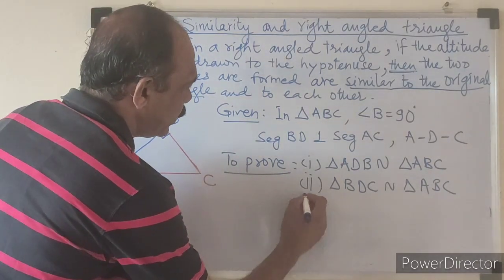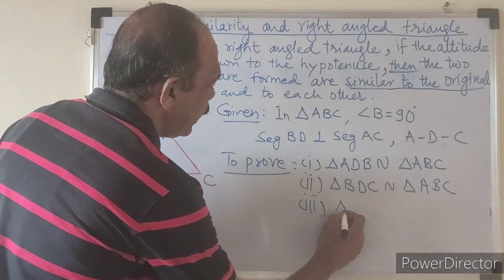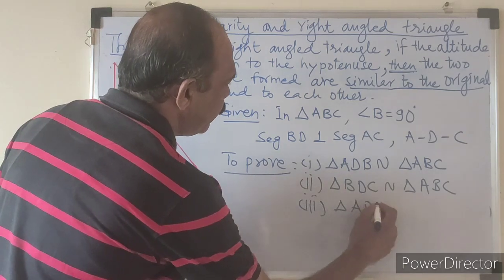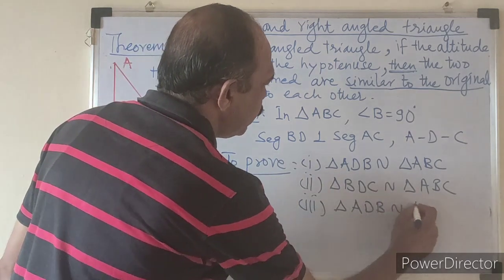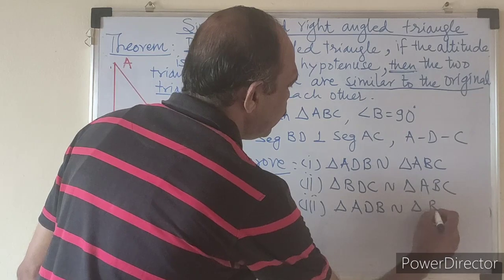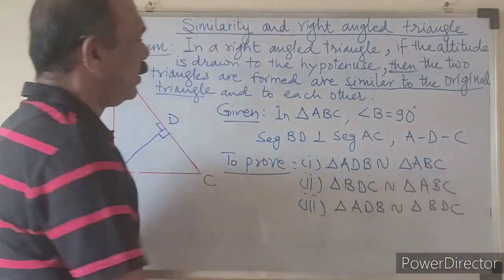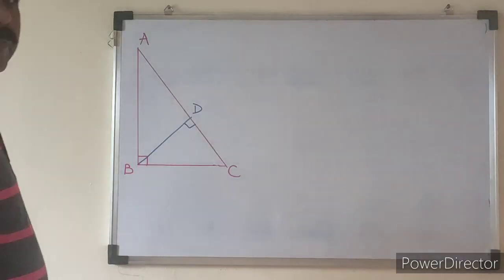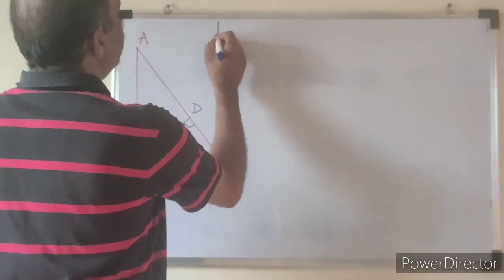So third, that is triangle ADB similar to triangle BDC. This is what we have to prove. Now the proof.